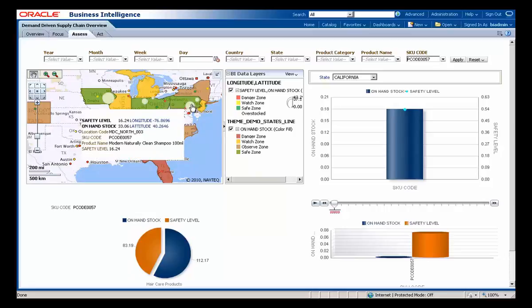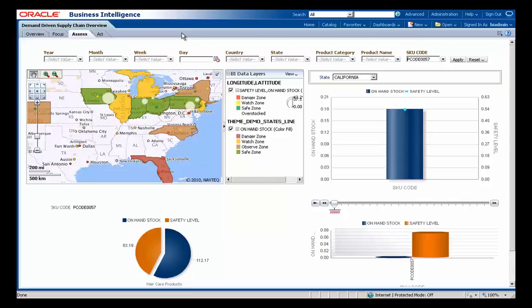Let me summarize what we have done so far. We started with an overview focused on one of the very high margin products. We assessed the overall landscape for this product. We definitely don't want to stop here. Let's take an action and close the loop.